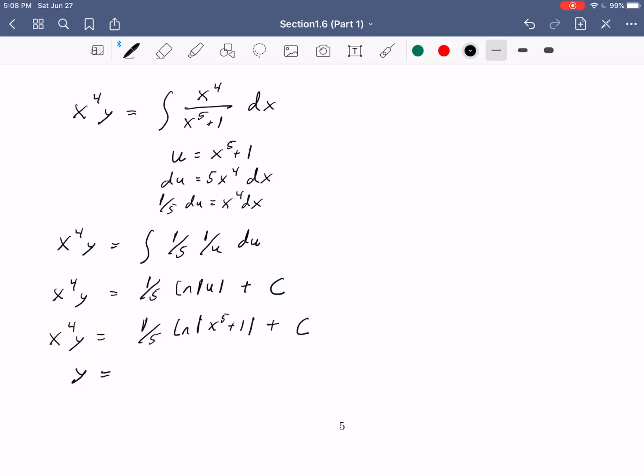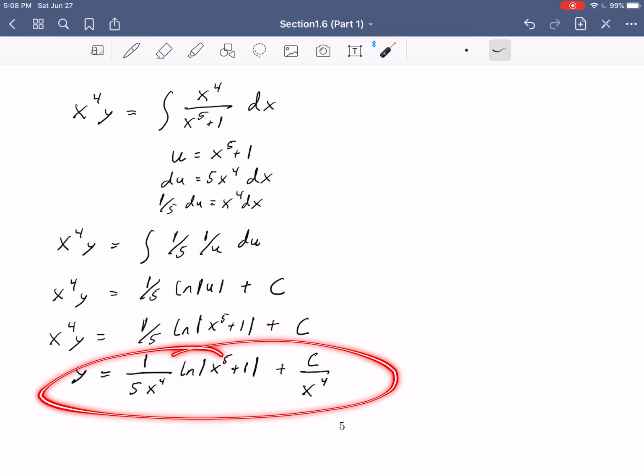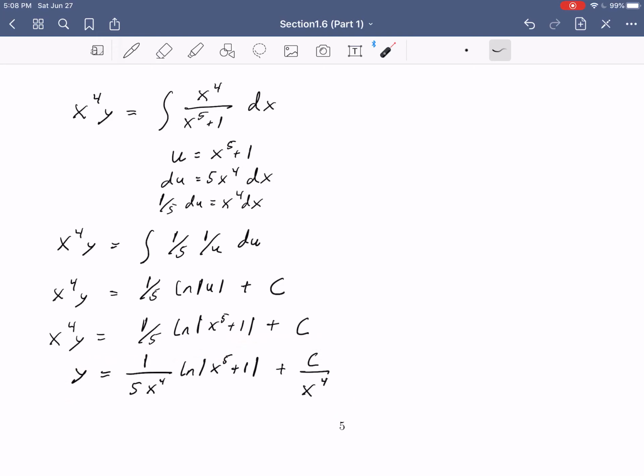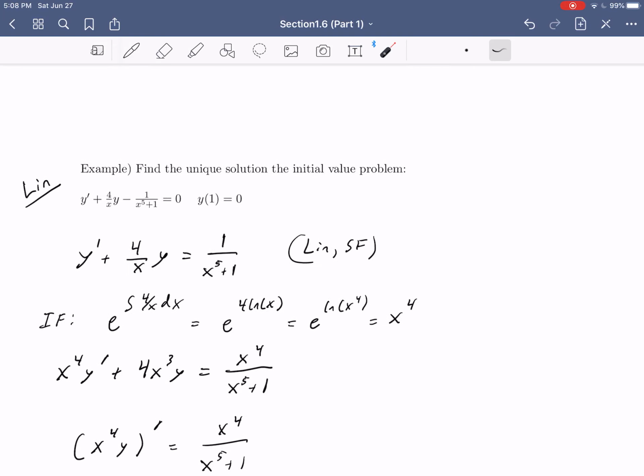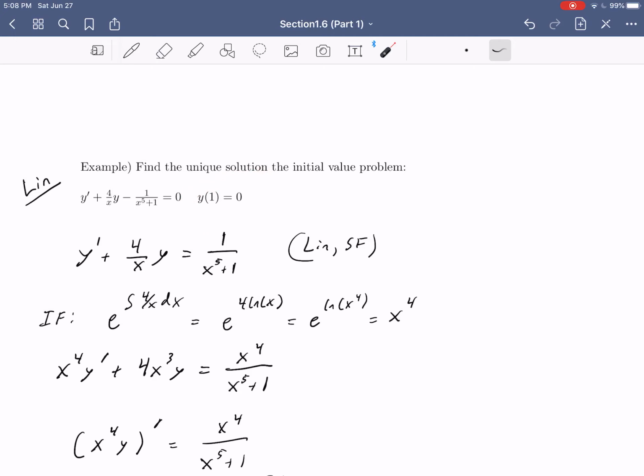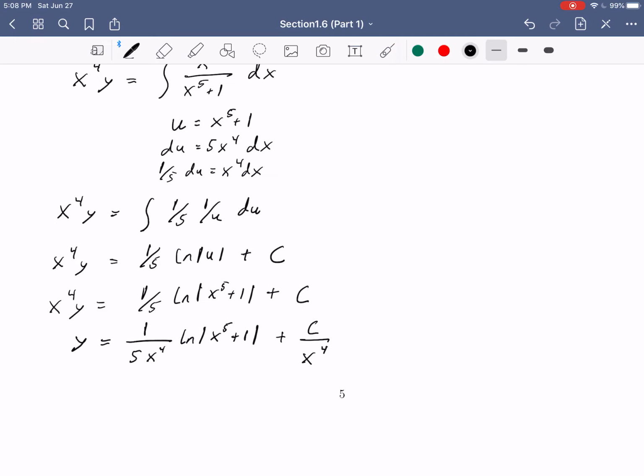So we get y is 1 over 5x to the fourth ln absolute value x to the fifth plus 1, plus c over x to the fourth. Okay, so there's our general solution for this thing, but we wanted the particular solution that satisfies y of 1 equals 0.